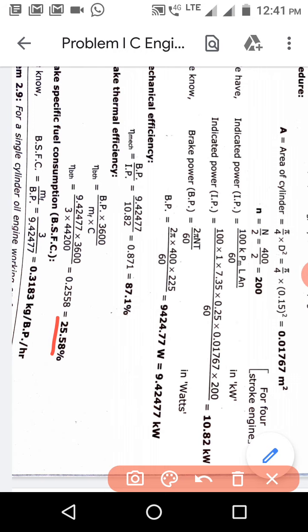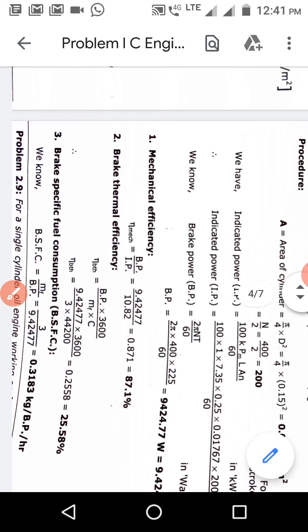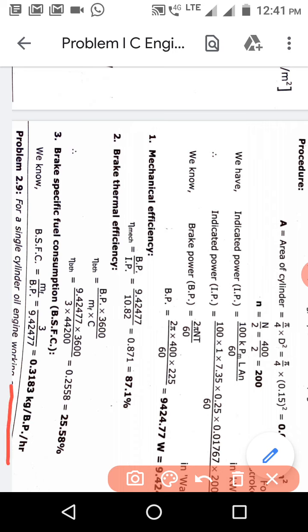So we have calculated the brake thermal efficiency, and that is equal to 25.58. Likewise we have to calculate brake specific fuel consumption, which is the ratio of mass of fuel supplied divided by brake power. So 3 divided by 9.42. The unit of brake specific fuel consumption is kilogram per brake power, and since this mass of fuel is per hour, we get kilogram per hour per brake power. If it is kilogram per second, we will get kilogram per second. But normally we calculate brake specific fuel consumption on an hourly basis.